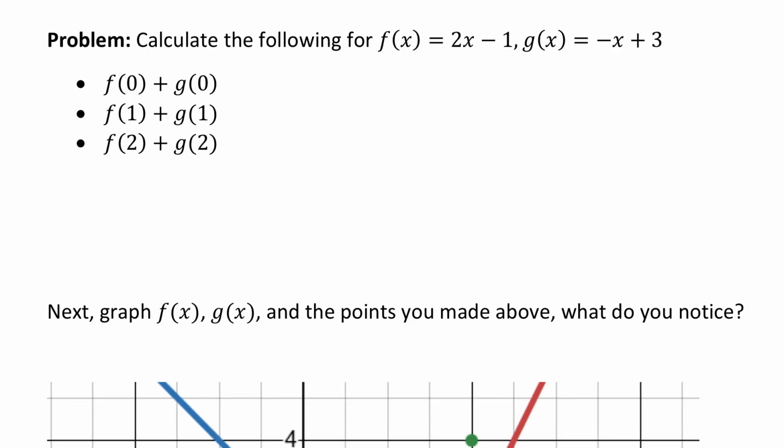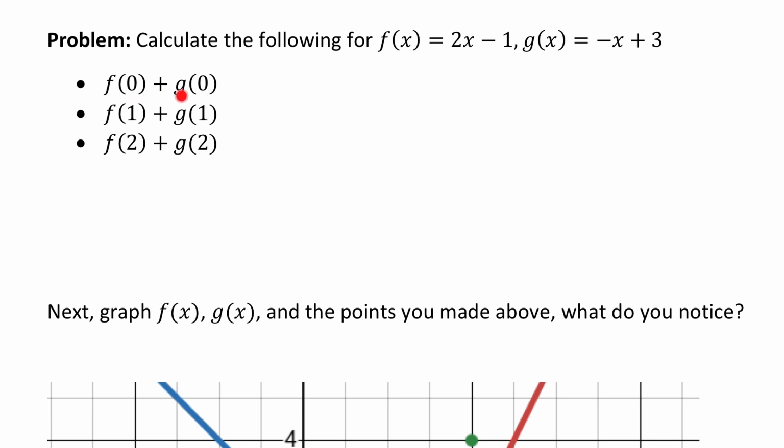Hello. In this video, we're going to continue our study of functions and transformations, but we're going to look at function operations as transformations. Let me show you what I'm talking about. Let's calculate the following. We have f of x and we have g of x. And f of x is 2x minus 1, g of x is negative x plus 3.